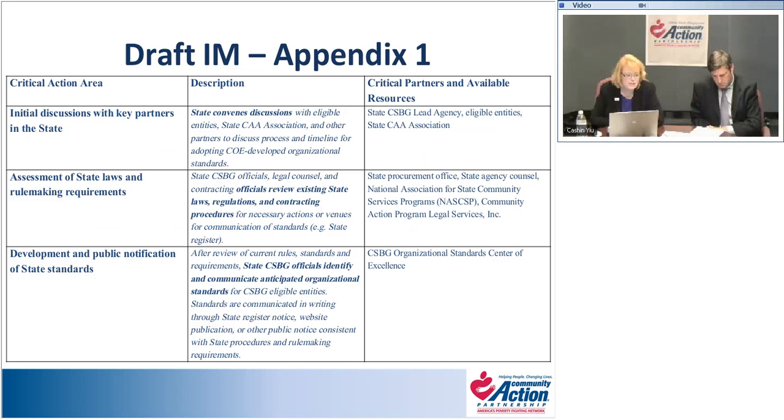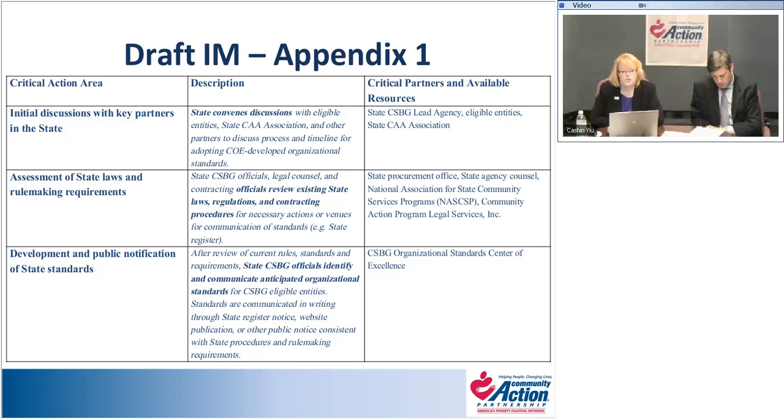But the first is to initiate discussions with key partners in the state, and I know many, many states where those conversations have been happening over the last year and a half, so this would not be something new. States convene discussions with eligible entities, the state association, and other partners to discuss the process and timeline for adopting the Center of Excellence developed standards.